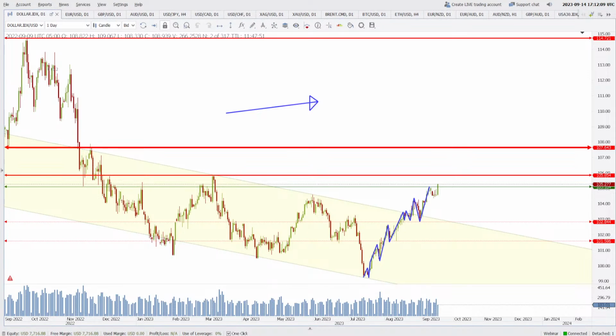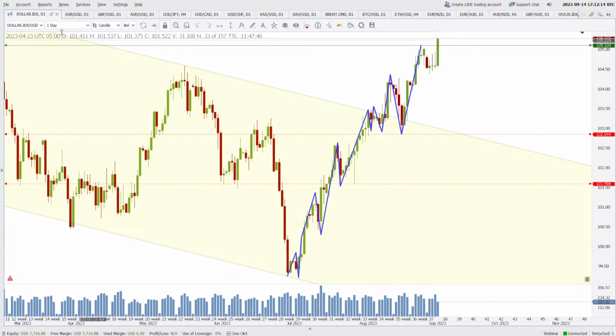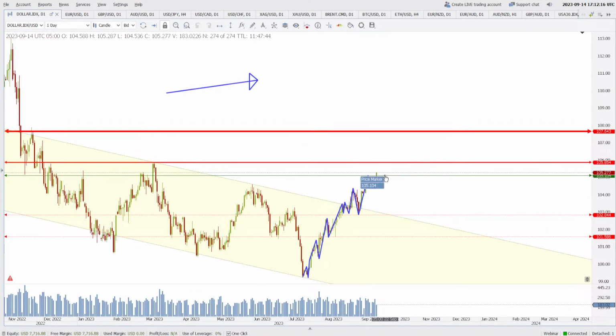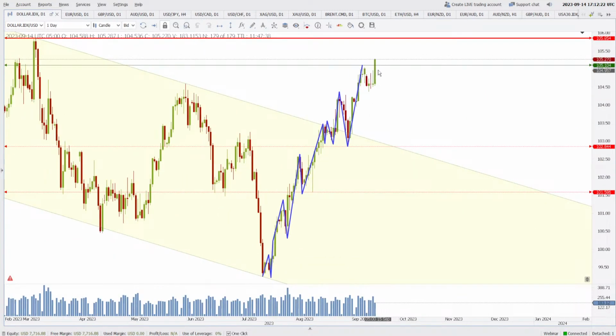All right, guys, on your screen right now is the US dollar index. This is the daily chart of the US dollar index, and 105.10 was a very good resistance in the past. Now the price is trading above this very comfortably, and I am expecting this level to act as a support if the price comes back to this area. The next level of resistance is 105.85 in the coming time.